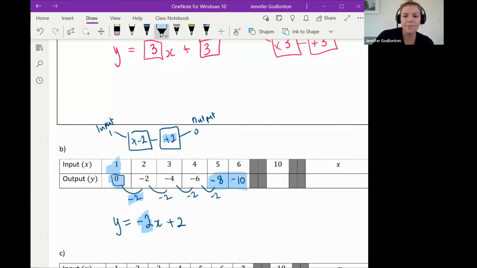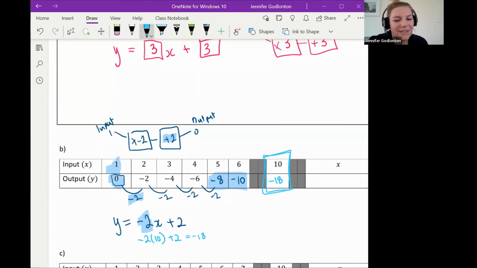Okay, let's finish off this table then. So now I want to know what the answer is going to be under that 10 over there. -20. 18. -18. Because we're going to say -2 times 10, which is -20, plus 2, which is -18. And then my formula is going to be y is equal to -2x plus 2.